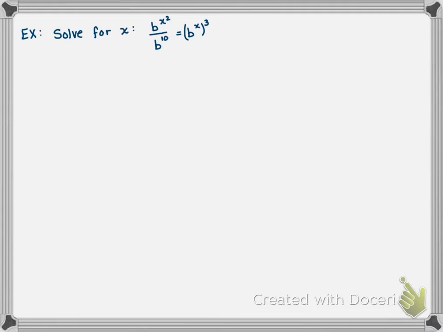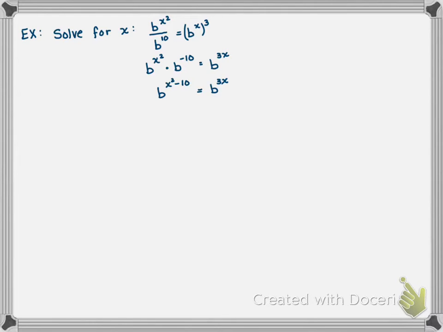So all we have to do is use our exponent rules. On the left side, I have b to the 10th in the denominator. So I'm going to bring it up and call this b to the x squared times b to the negative 10th. And over here, I'm going to multiply my exponents. And then on the left side, I can add my exponents because I'm multiplying. So b to the x squared minus 10 equals b to the 3x.